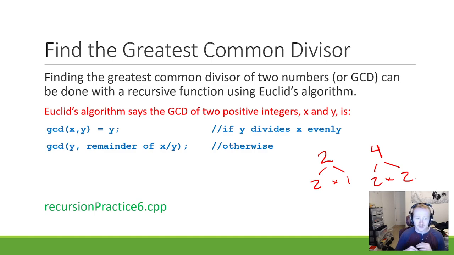Euclid's algorithm says the GCD of two positive integers, x and y, is either y if it divides evenly, or we have to pass in y for our new x, and then whatever the remainder is, so I'm going to say x modulus y.